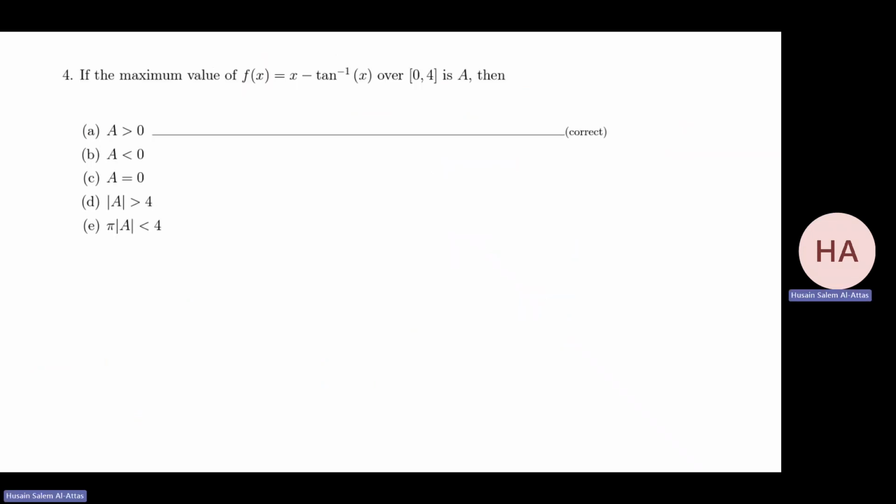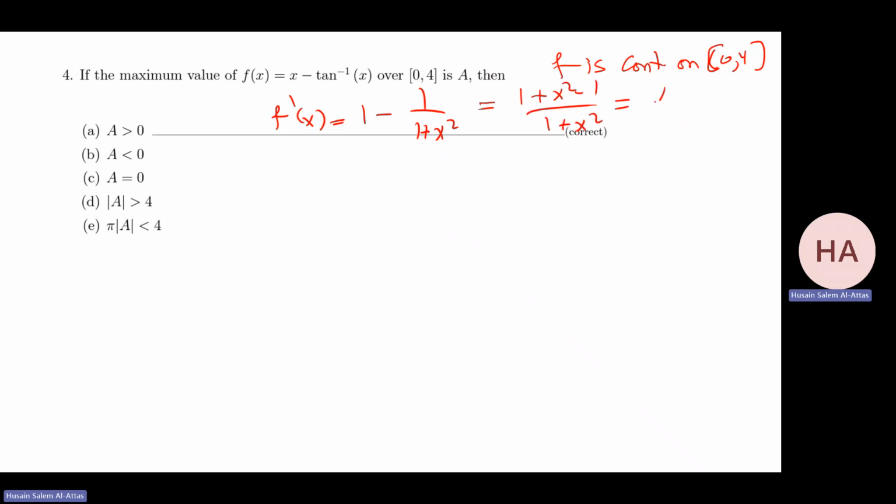Okay. If the maximum value is A, then what? Is A positive or negative, or who cares? Okay, let us check. First, f is continuous on this interval. Very clear. So check f prime. That will be 1 minus 1 over 1 plus x squared, which is 1 plus x squared minus 1 over 1 plus x squared, which is x squared over 1 plus x squared. F prime at c equals 0. Very clear, c equals 0, which is an endpoint. So I need to care about it. So f of 0 will be 0 minus 0, which is 0.